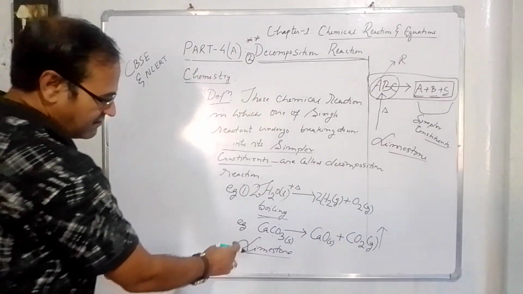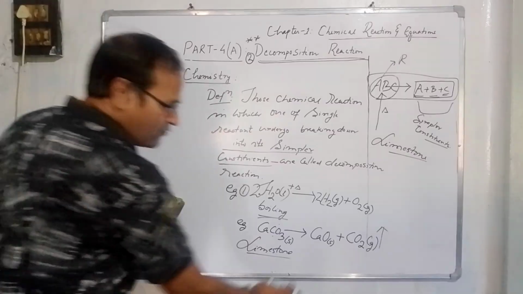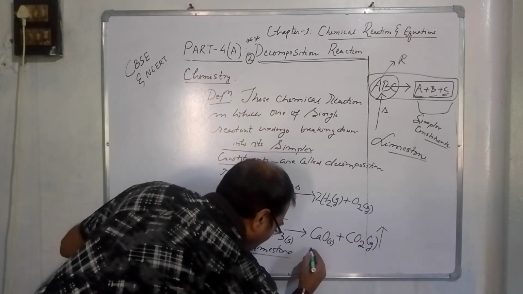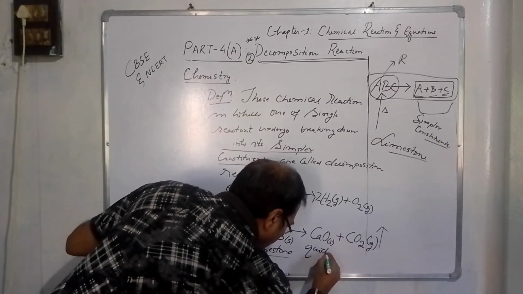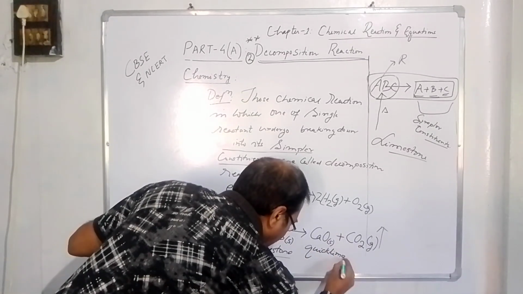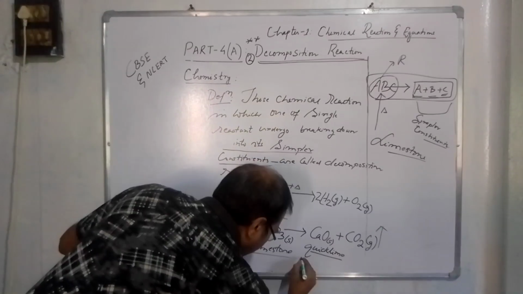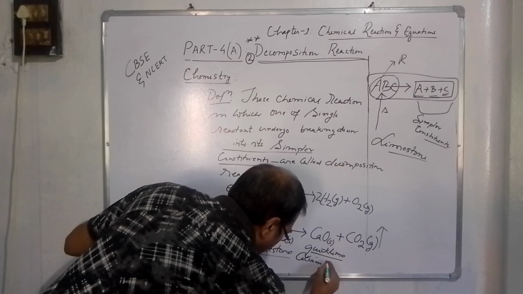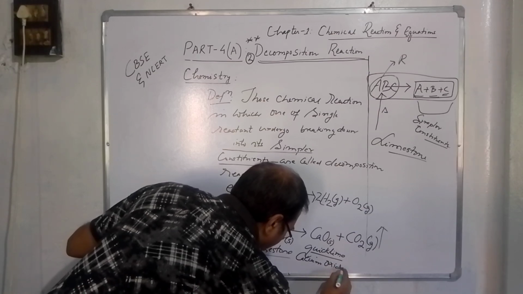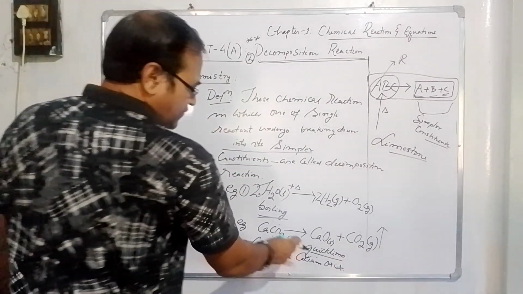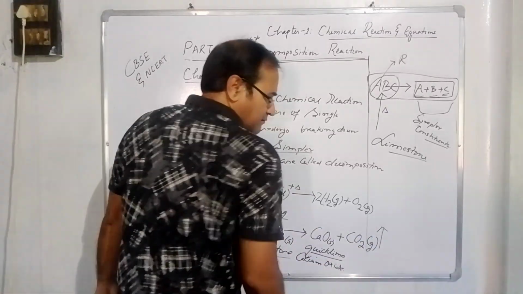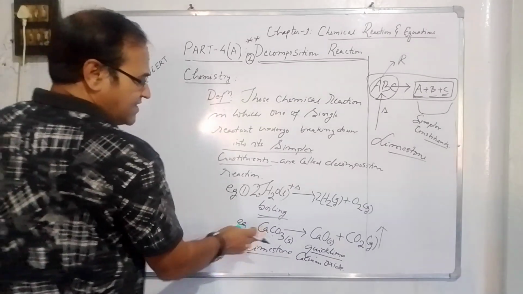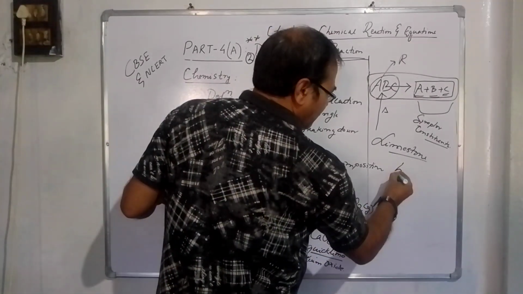Now let's come to the second example. What was the limestone? What do you call it, as you studied before? Quicklime. It produces quicklime and carbon dioxide. The chemical name of this one is calcium oxide. So limestone will undergo decomposition into calcium oxide and carbon dioxide, which goes to the air. So these are endothermic reactions. Endothermic means bond breaking.